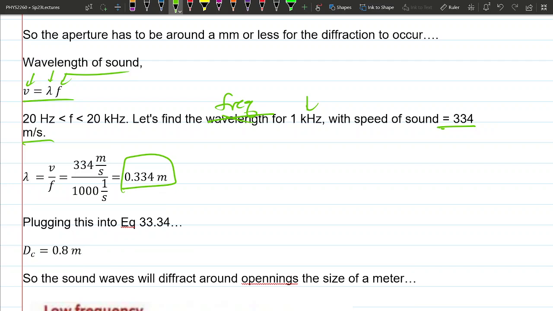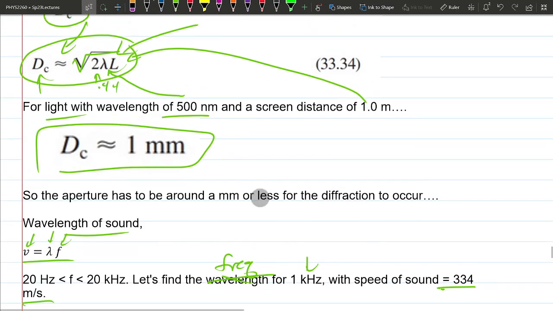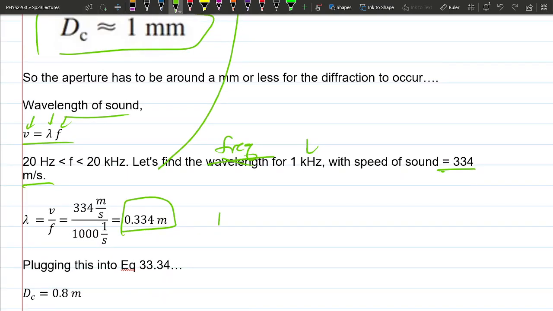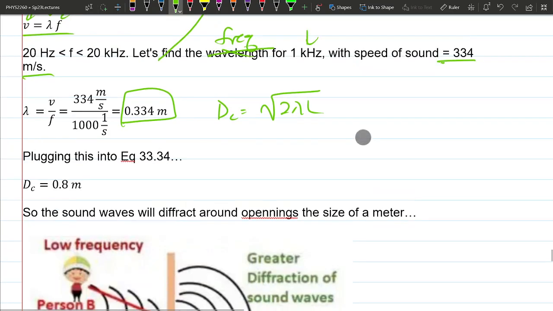If we plug that into this condition equation that we have up here, 334, basically D_C is the square root of 2 times the wavelength times the distance. We end up with a D_C, the critical width of the slit opening, of about 0.8 meters instead.